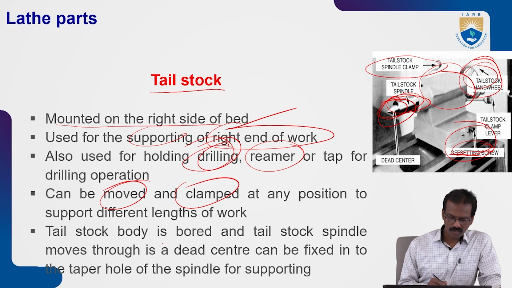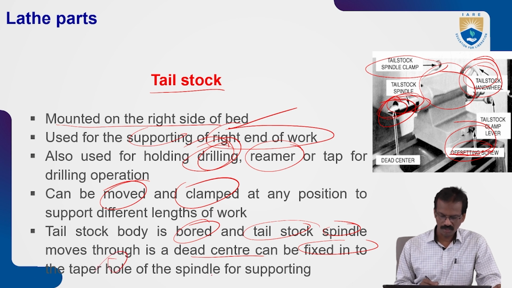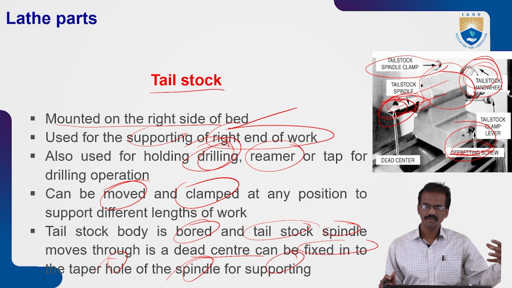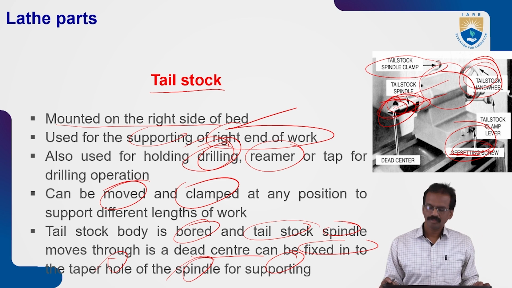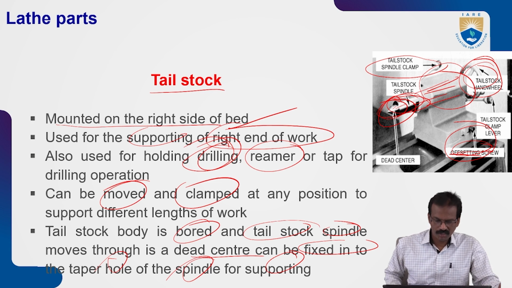Next, the tailstock body is bored, and the tailstock spindle moves through it. The dead center can be fixed into the taper hole in the spindle for supporting. There is the accommodation to remove this dead center spindle, and you can fix different tools with the help of this taper type spindle. So those are the main parts of the tailstock and its main advantage.